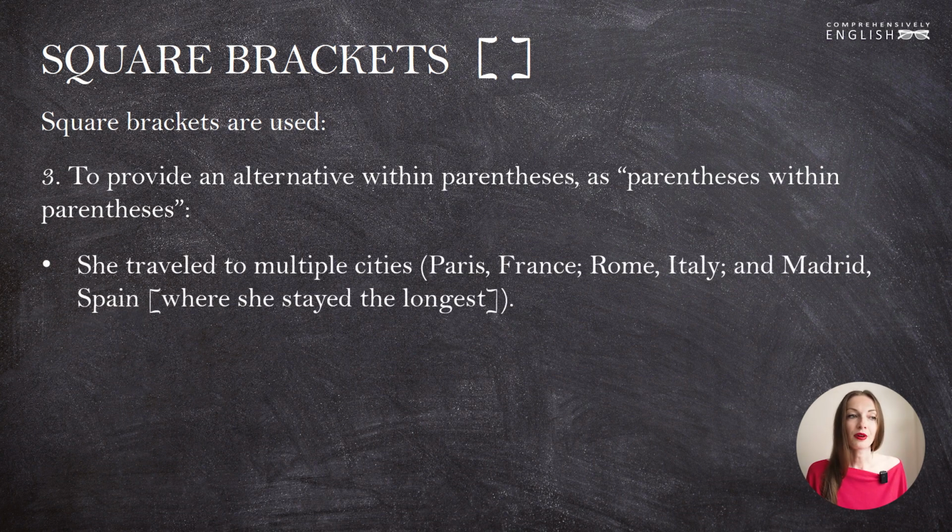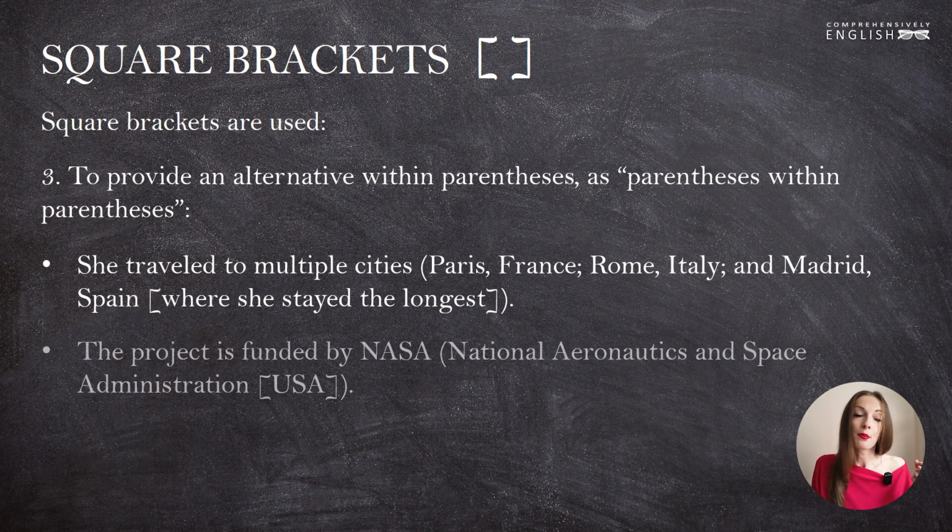Let's see. She traveled to multiple cities: Paris, France, Rome, Italy, and Madrid, Spain, where she stayed the longest. So here we see that the brackets provide extra details, some extra information within an already complex list. The project is funded by NASA, National Aeronautics and Space Administration, USA. The parentheses are used here to explain the abbreviation and the square brackets within them to clarify the country.